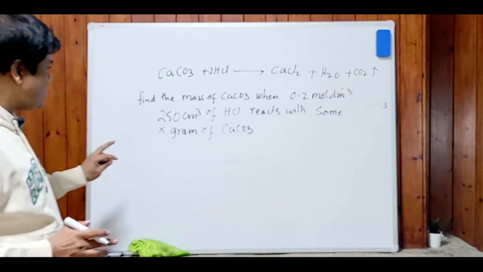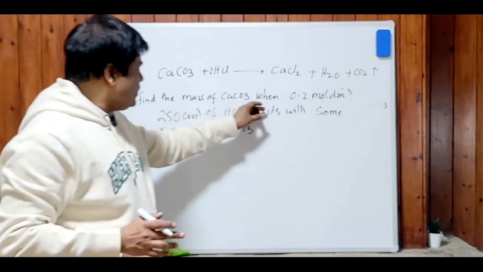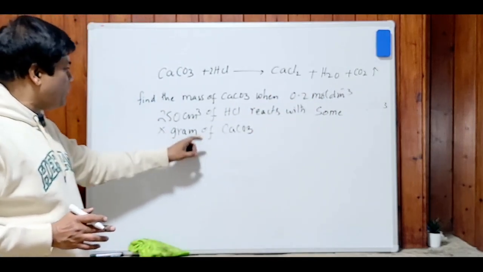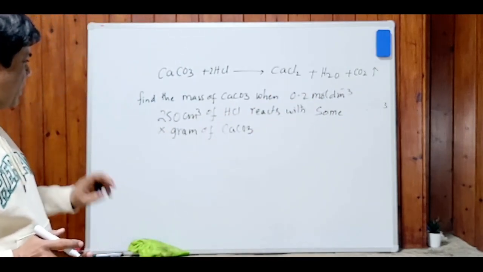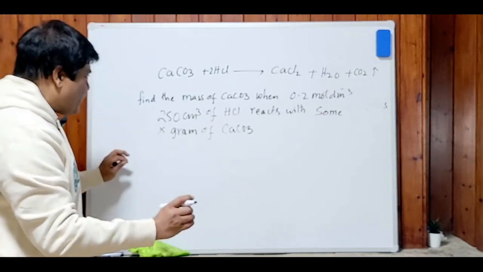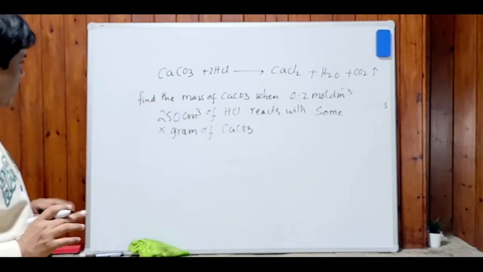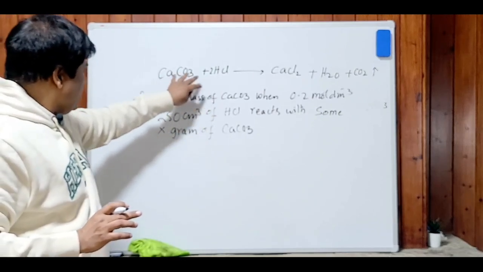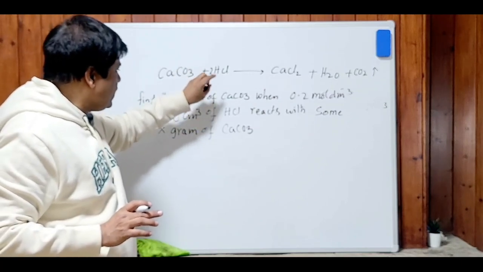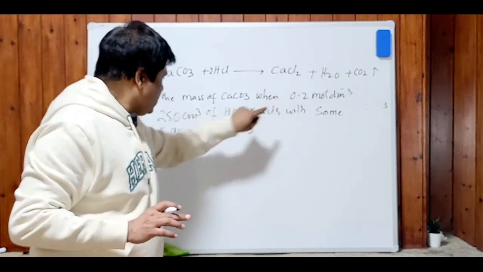Okay, one more time. Read the question. Find the mass of calcium carbonate, X gram of calcium carbonate, when 0.2 mol dm-3, 250 cm3 of HCl reacts with some X gram of calcium carbonate. Okay. Directly, mass or mole is not given for calcium carbonate. But with the help of the stoichiometric ratio, we can work out the mole. So first, figure out the actual mole of HCl by using this information.